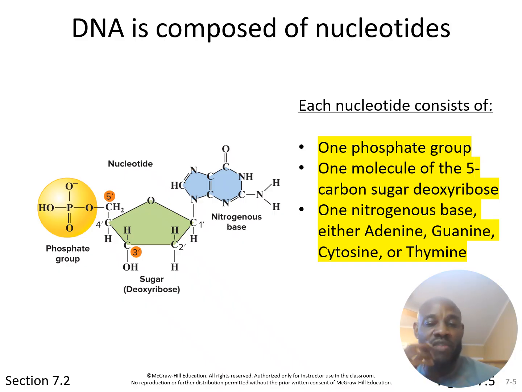DNA is composed of nucleotides, right? One phosphate group, as you see here, one molecule of 5-carbon sugar, a deoxyribose, that's where the D stands for, and then one nitrogenous base: adenine, guanine, cytosine, or thymine, right? That's the structure of DNA. So a phosphate group, a sugar, and a nitrogenous base.